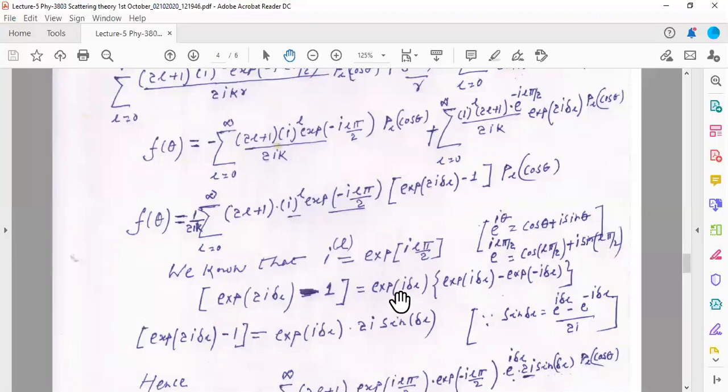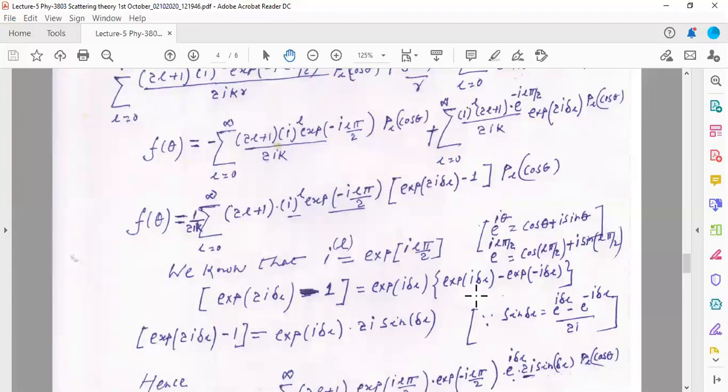Because e to the power of i delta L and e to the power of i delta L give e to the power of 2i delta L, and e to the power of i delta L and e to the power of minus i delta L give e to the power of 0, which is 1. So it will be minus 1. So you can write down this term here.